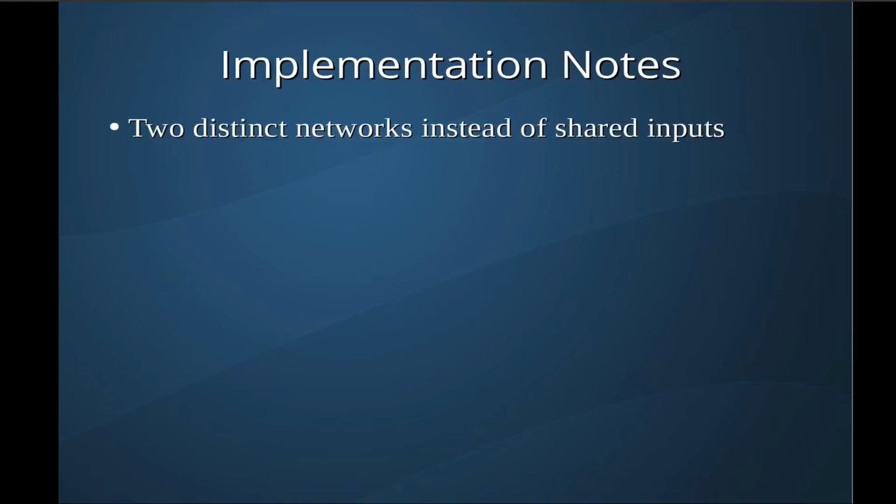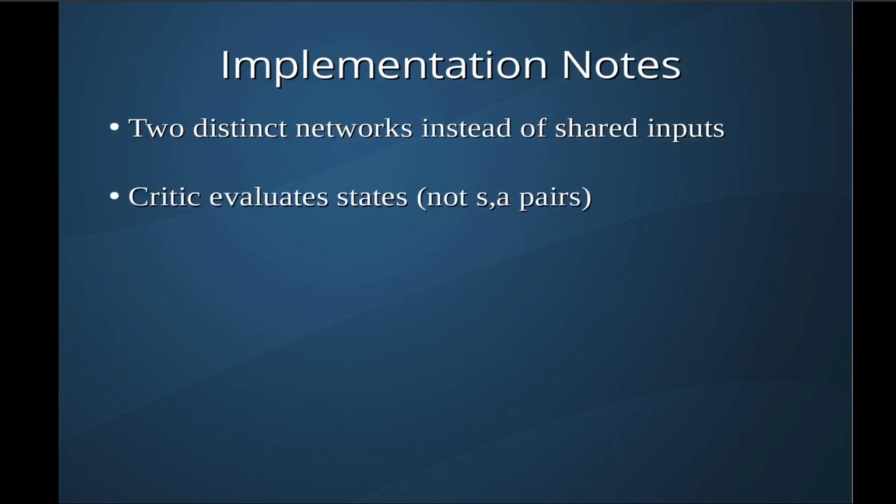Other things we need to know is that we're going to be using two distinct networks for our actor and our critic instead of having a single network with shared inputs and multiple outputs. Now, you certainly can use a shared input with multiple outputs, but it complicates the loss function a little bit, and I found that performance is generally adequate with two distinct networks for simple environments.